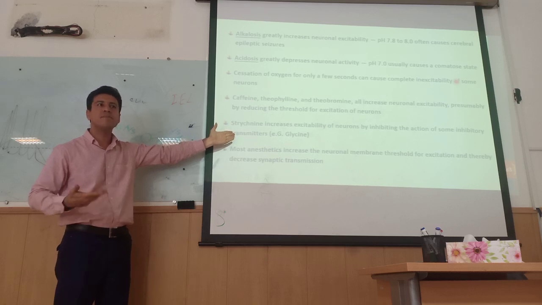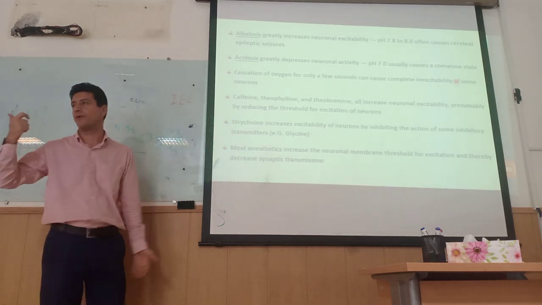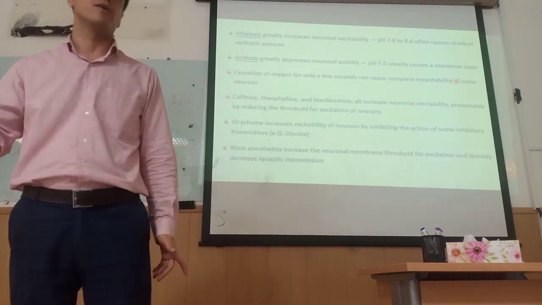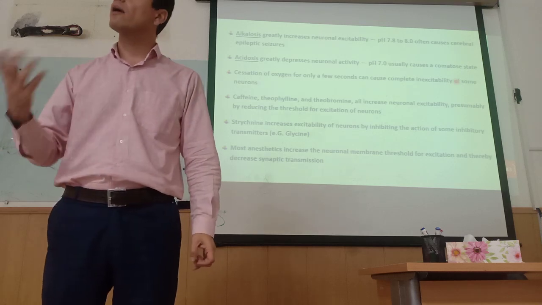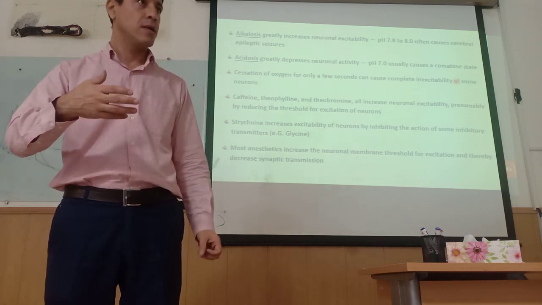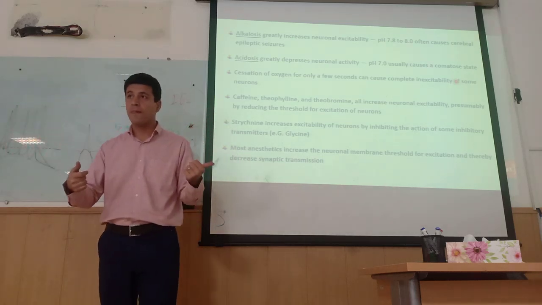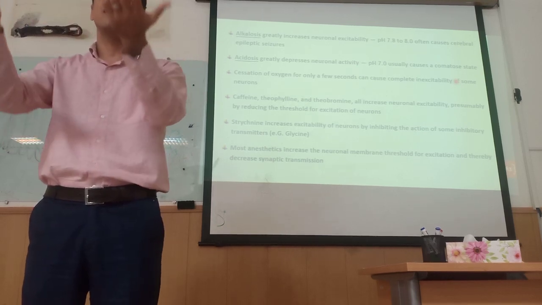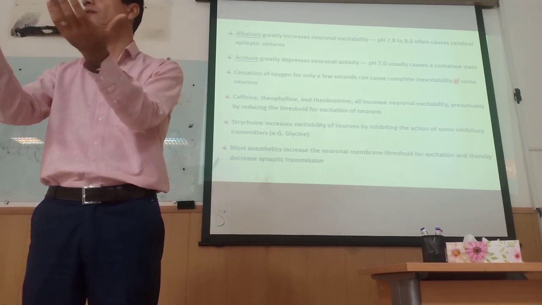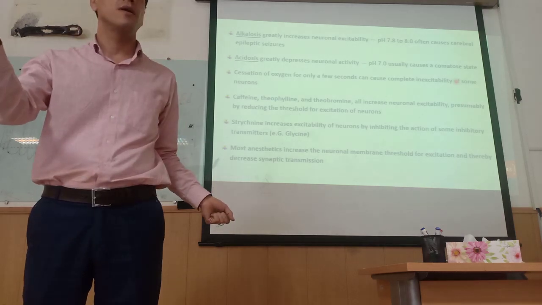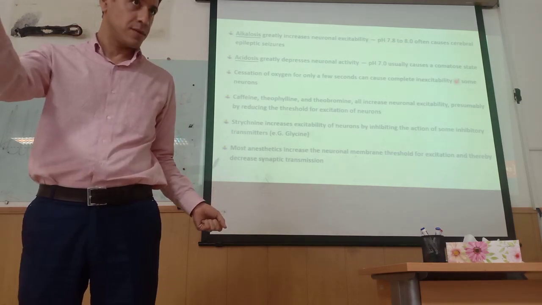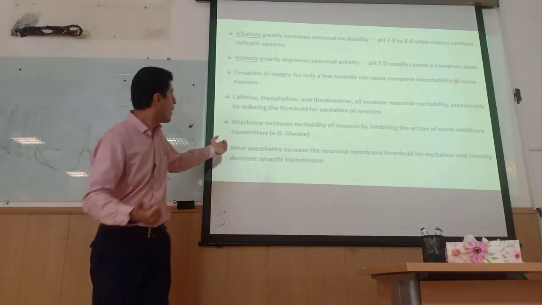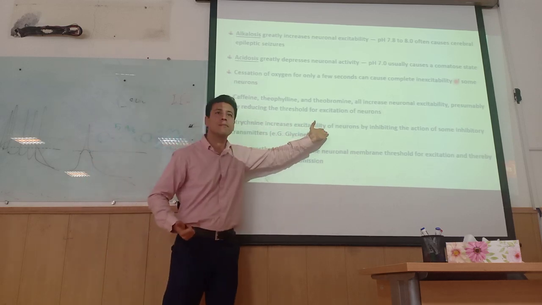Strychnine is a chemical which inhibits glycine neurons. Glycine is an inhibitory neurotransmitter. We have a lot of them in the spinal cord. So all glycine neurons are inhibited by strychnine. What happens? We have a balance between excitatory neurons and inhibitory neurons in the brain and also in the spinal cord. When inhibitory neurons are removed, excitatory neurons are not opposed. The balance shifts toward excitation. So this way, they cause excitability of the neurons.